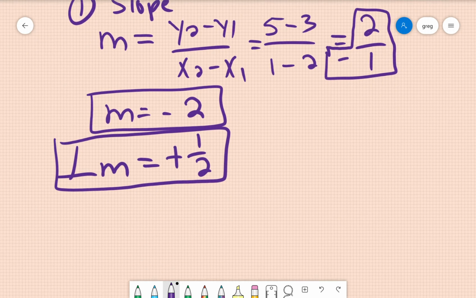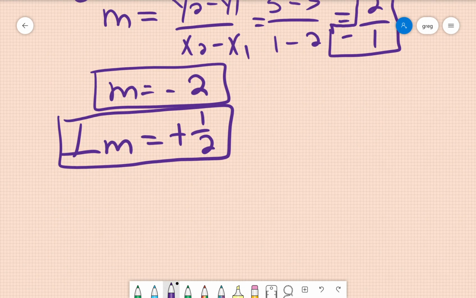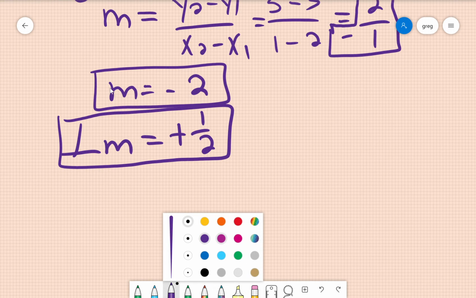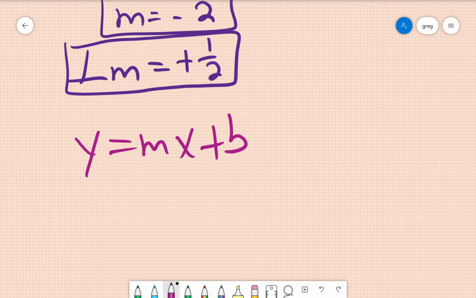But now we know that I have to generate a perpendicular equation that goes through that point. It goes through point (1, 1). So now this is what I have, right? I have the equation y = mx + b. I'm going to use this to generate my new equation. I now have my perpendicular slope, which is 1/2.